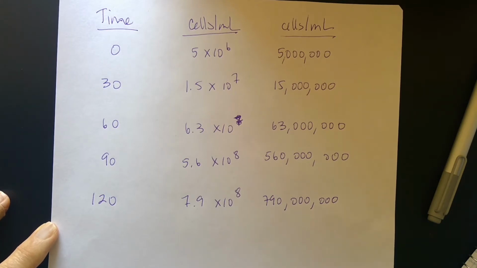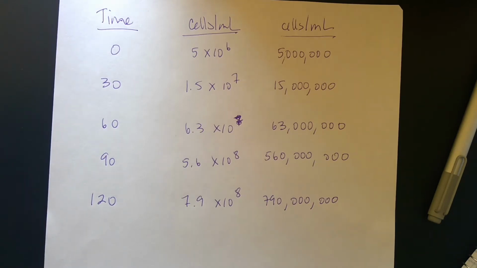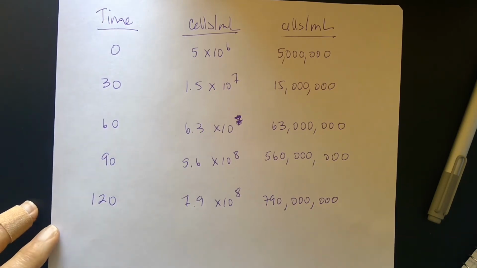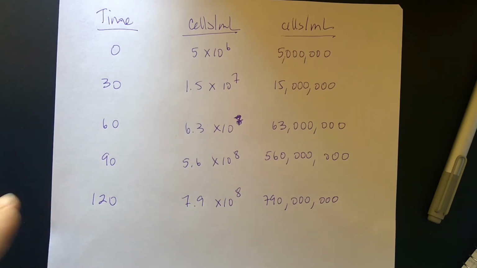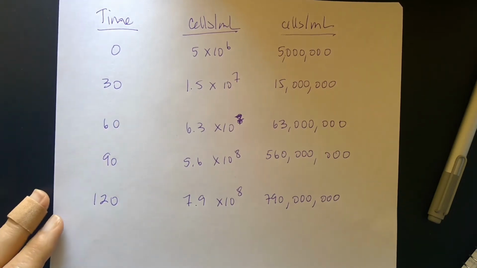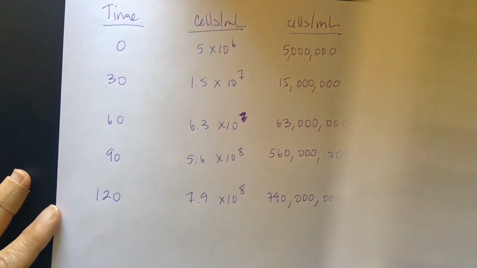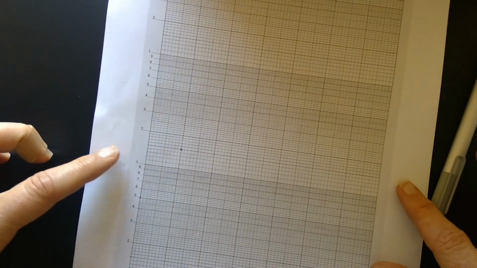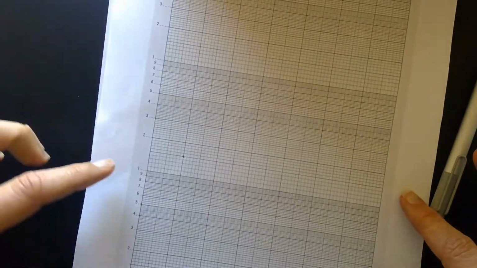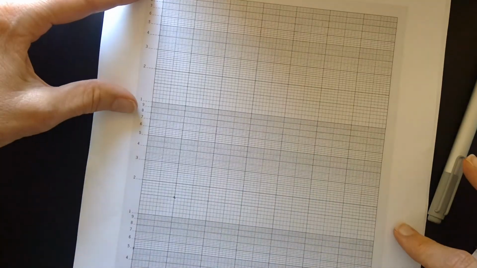First of all, you can get data on the page that vary quite a bit in their orders of magnitude. So you notice here we go from 5 million all the way up to almost 1 billion cells per mil, from 10 to the 6th to 10 to the 8th. So we have 3 orders of magnitude, 10 to the 6th, 10 to the 7th, and 10 to the 8th. So I'm going to choose 3-cycle semi-log paper, which means that there are 3 sections, one for each order of magnitude, 10 to the 6th, 10 to the 7th, and 10 to the 8th.